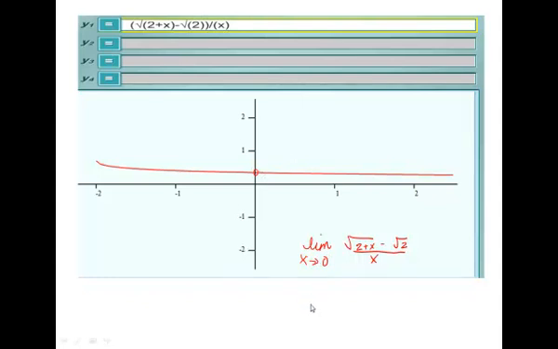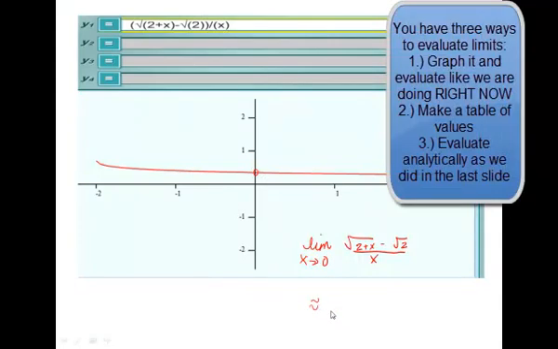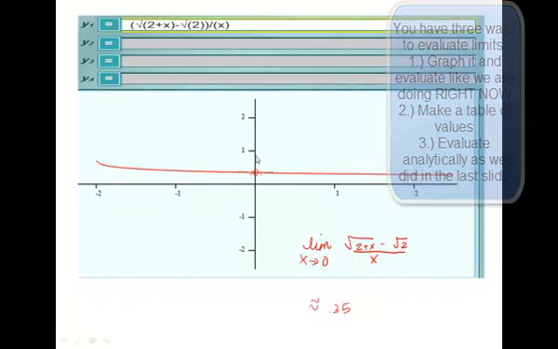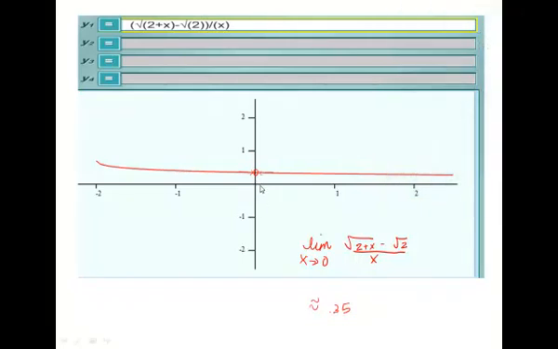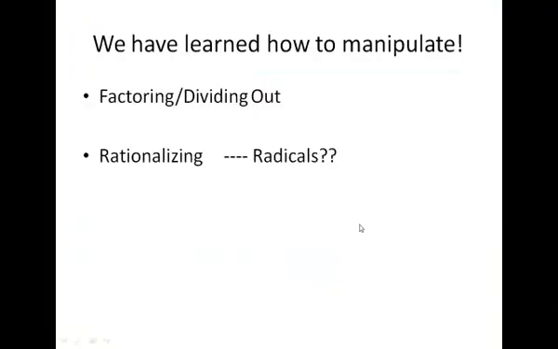So what you can see here, remember our approximate answer was about 0.35. So you can see here that's what was happening. These y values were approaching, in terms of y, 0.35 as our x values were approaching 0. So now we have accomplished the manipulations of factoring or dividing out, and then rationalizing when we're dealing with radicals. And the last one that we have to deal with is condensing multiple fractions.